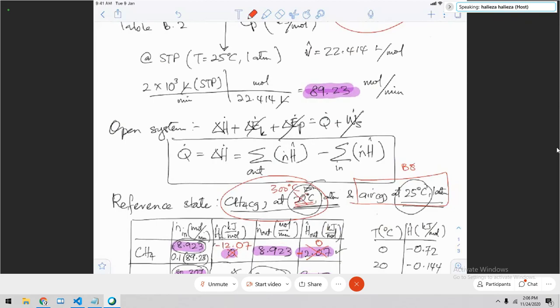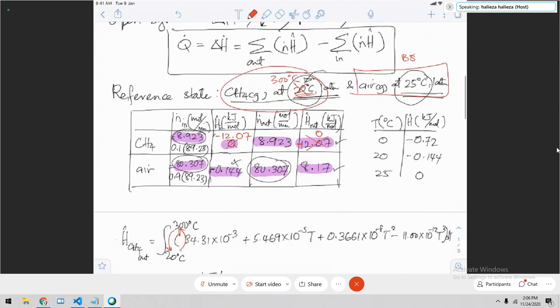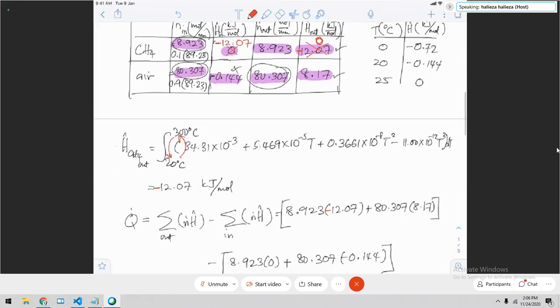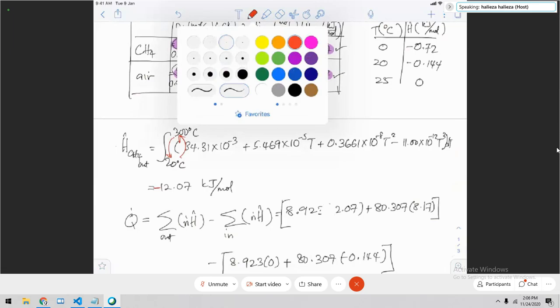So what happened? If you choose the outlet, the outlet enthalpy becomes 0. The inlet enthalpy has a value, right? So when you do the calculation, now let me erase this because this is not the one that we're going to have. Okay, oh dear. Put in black.